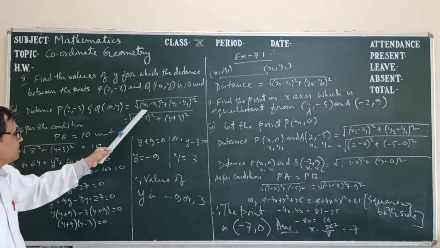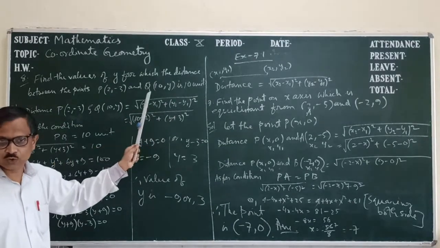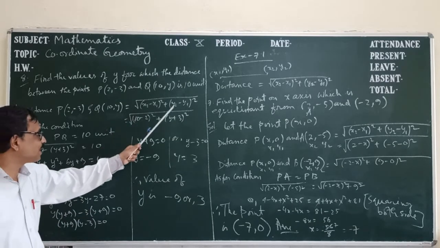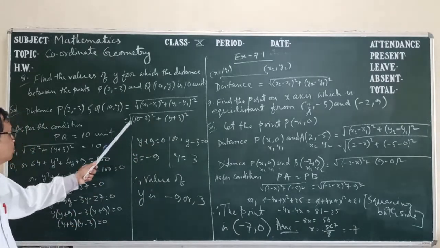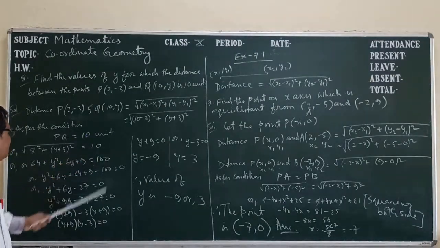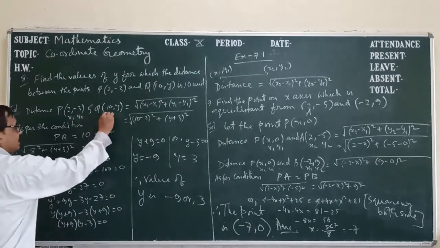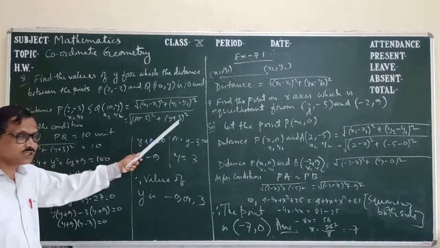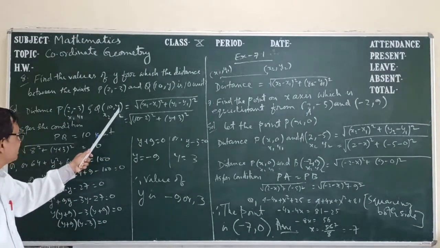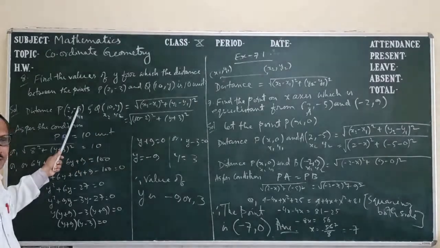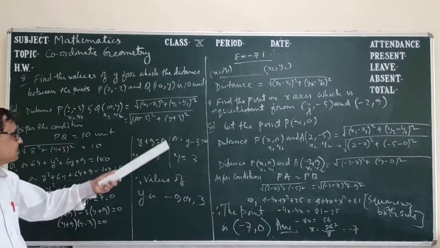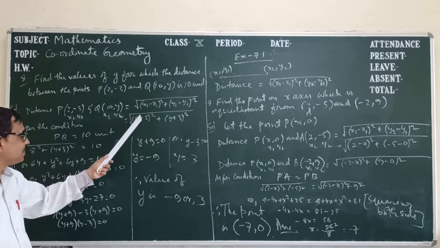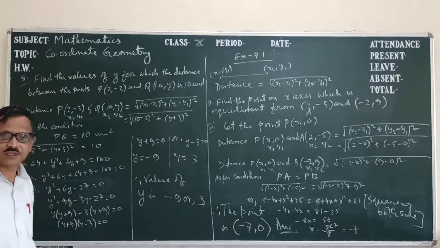The distance PQ is the square root of (x2 minus x1) whole square plus (y2 minus y1) whole square. Here x2 is 10, so we write x1, y1, x2, y2. So (10 minus 2) whole square plus (y plus 3)... y2 is y and y1 is minus 3, so minus of minus 3 means that will be plus 3. So 10 minus 2 is 8 square plus (y plus 3) whole square.